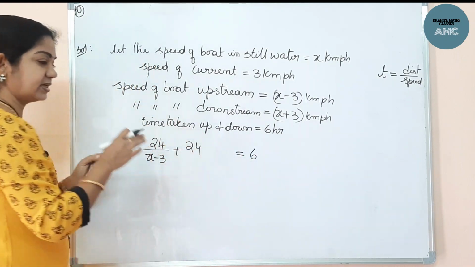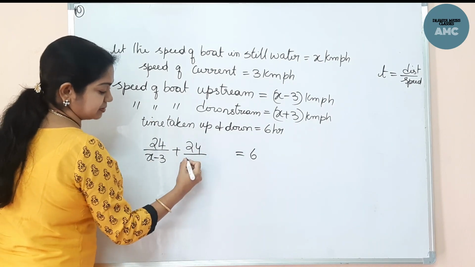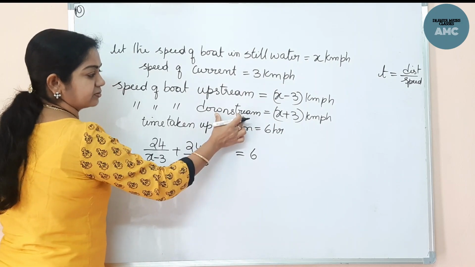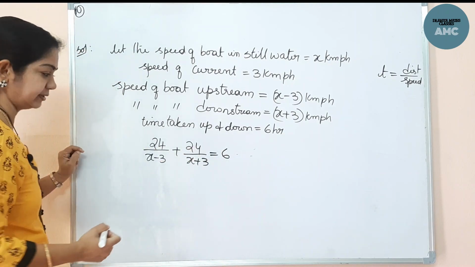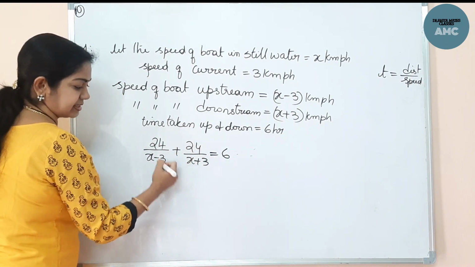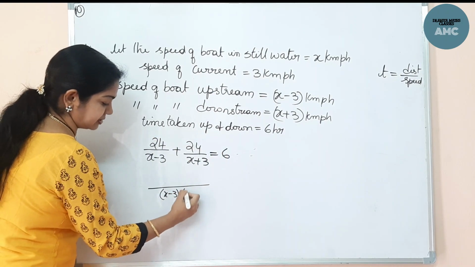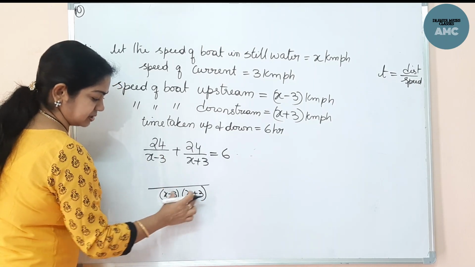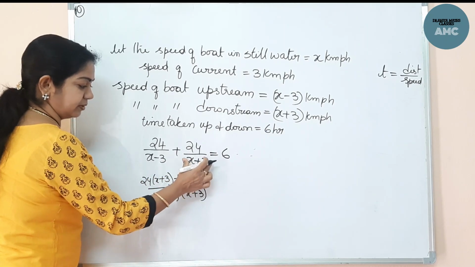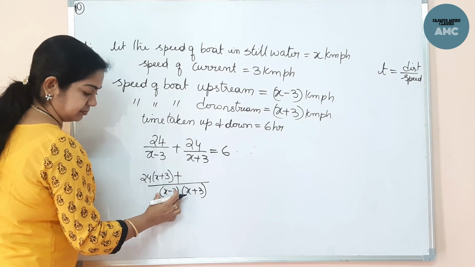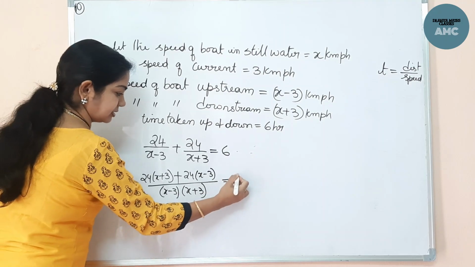6 hours it is taken for going up and coming down, isn't it? So this is the distance and this is the speed, x plus 3. This is downstream speed, this is upstream speed. This comes to 6. This is the total time taken. Now from this we will be simplifying it so that we get a quadratic equation. Now if I take the LCM, x minus 3, x plus 3, this should be multiplied to 24, x plus 3, right? Now this should be multiplied to 24, x minus 3 equal to 6.